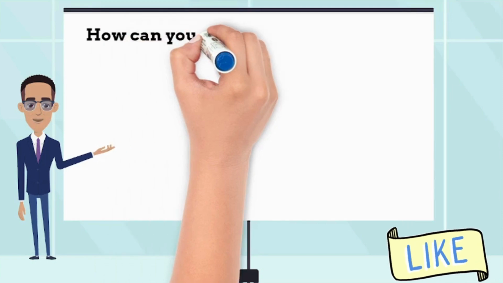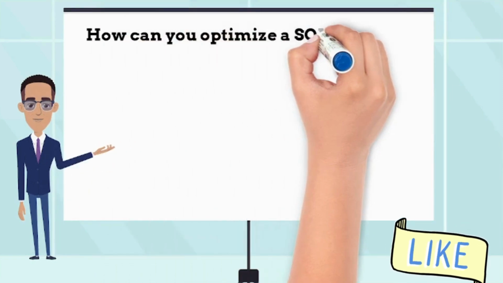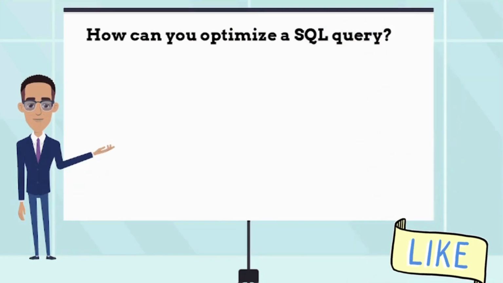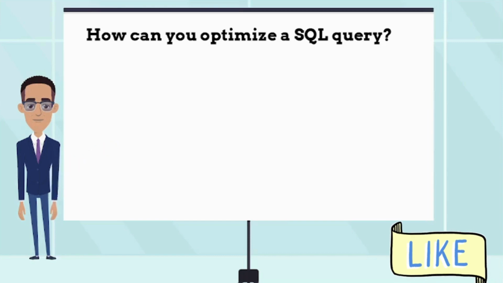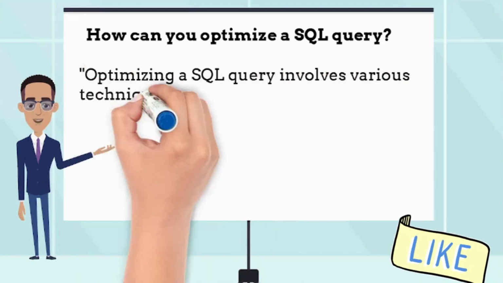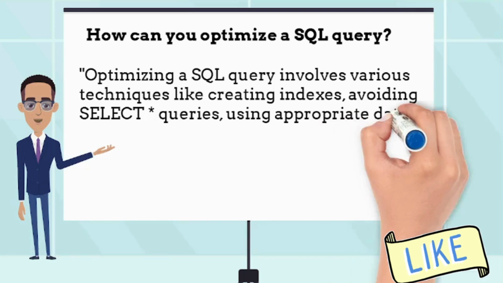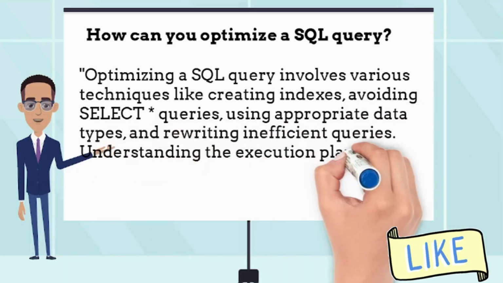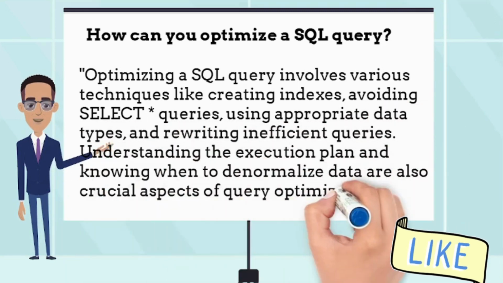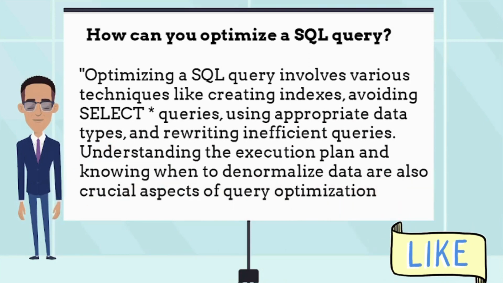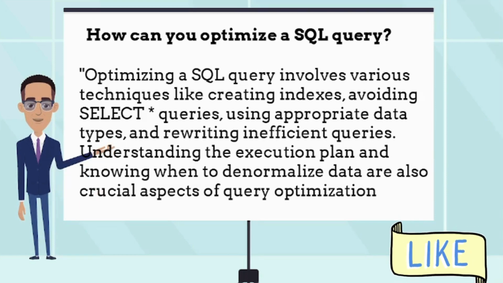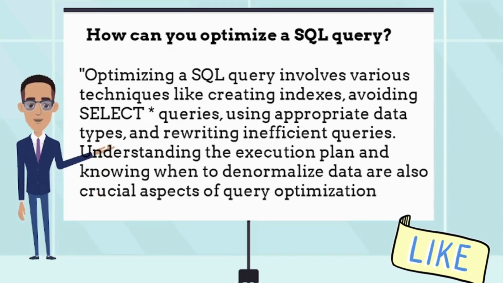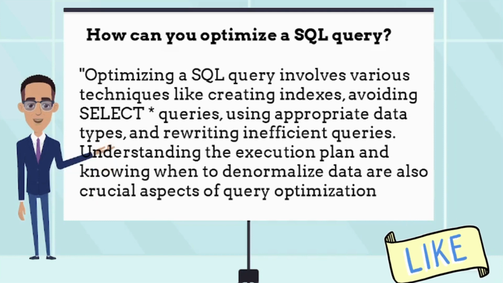Let's delve into the realm of performance tuning. How can you optimize a SQL query? This question assesses your ability to improve query efficiency, a vital skill for any SQL developer or tester. Answer is, optimizing a SQL query involves various techniques like creating indexes, avoiding select asterisk queries, using appropriate data types, and rewriting inefficient queries. Understanding the execution plan and knowing when to denormalize data are also crucial aspects of query optimization. It's a broad topic, so be prepared to discuss specific strategies in your interview.